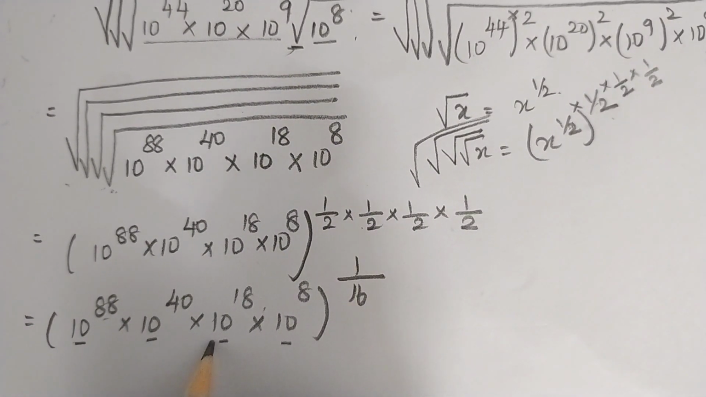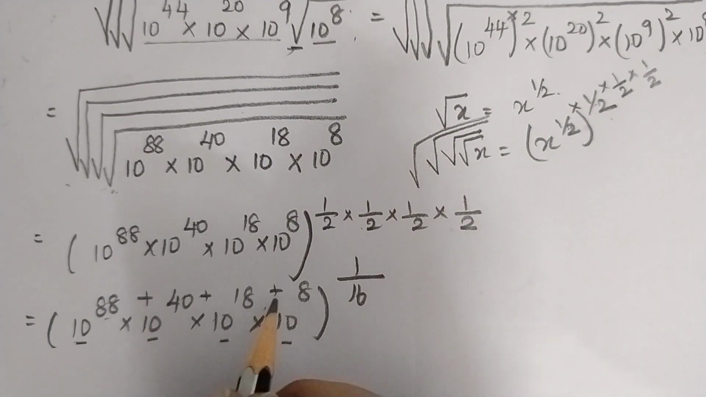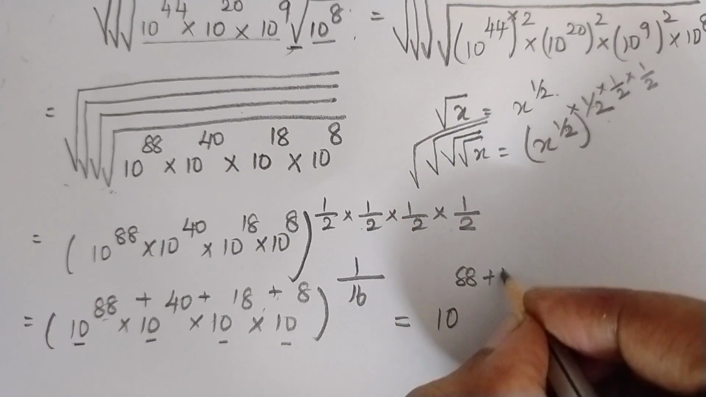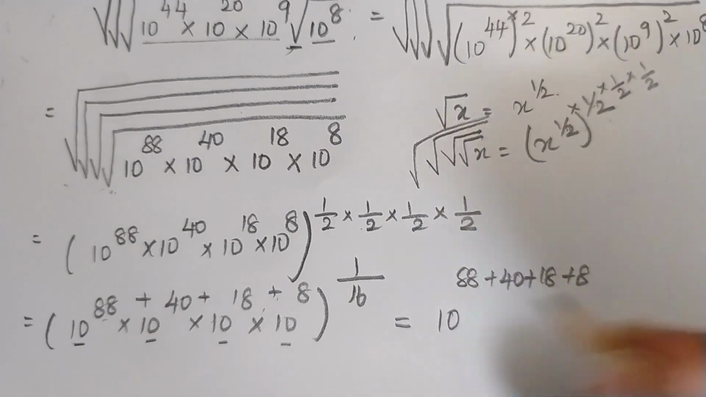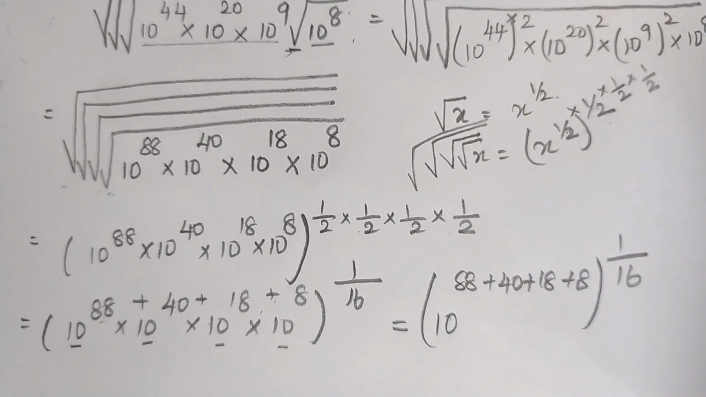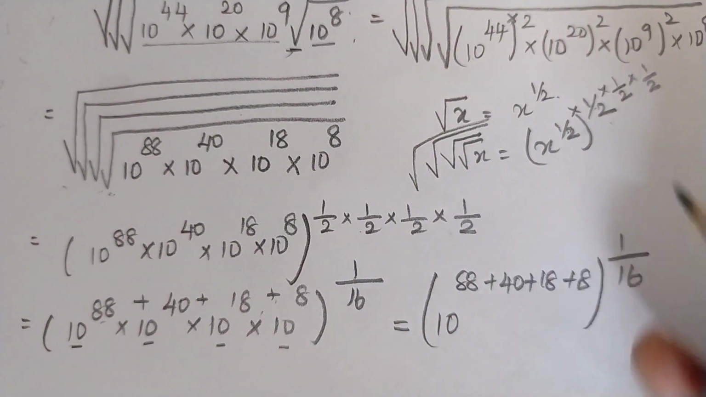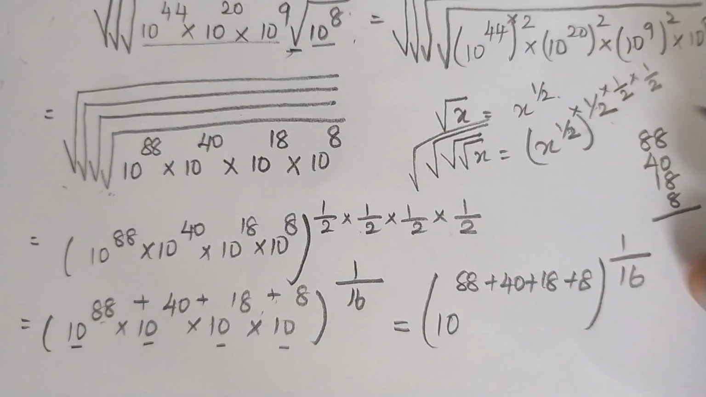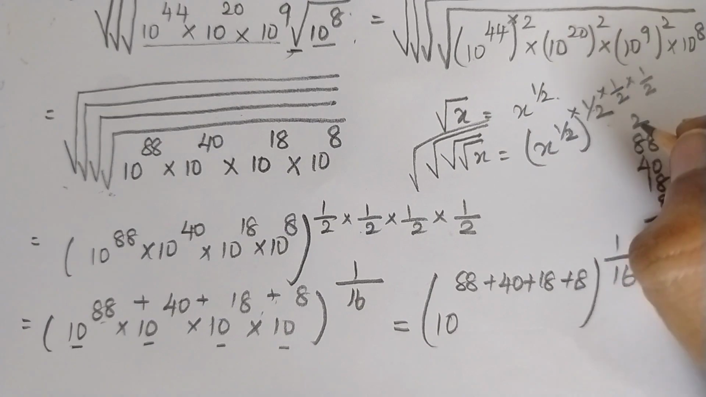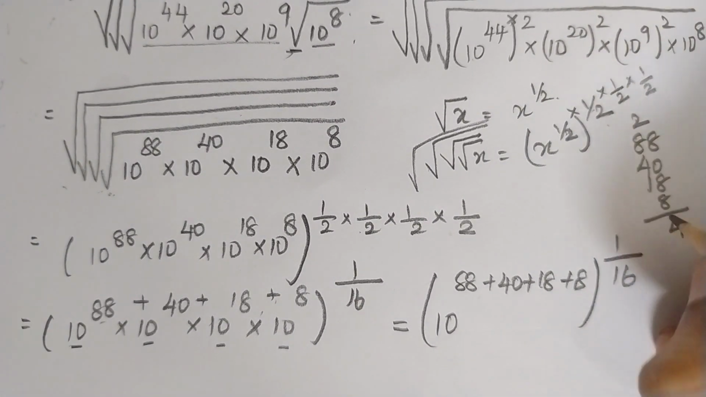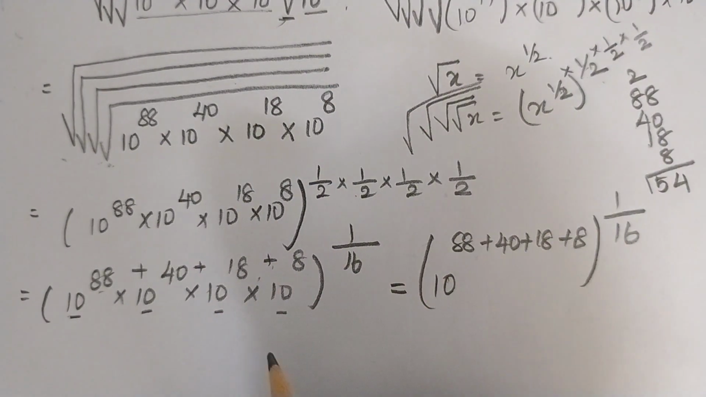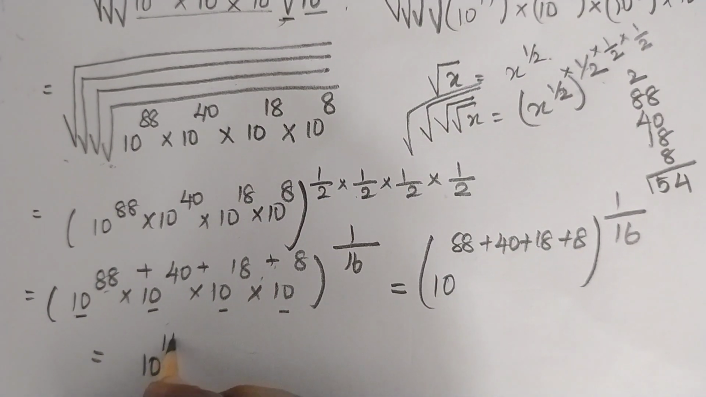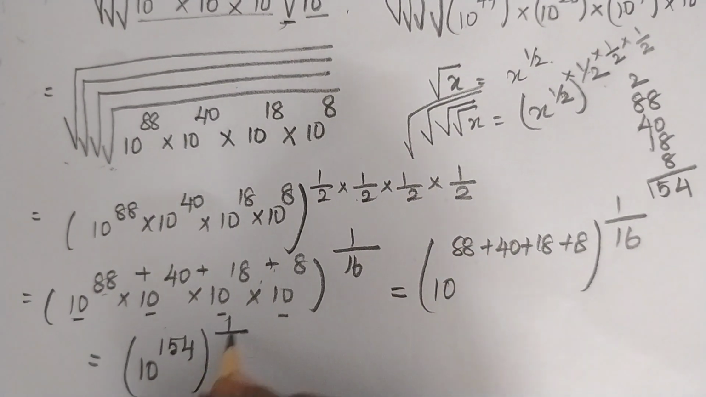same, and in multiplication, then the powers get added. Okay. So therefore, G is equal to 10 power 88 plus 40 plus 18 plus 8, the whole power 1 by 16. So just add everything: 88, 40, 18, 8. 8 threes are 24, 4 balance 2, 8 plus 10 plus 14 plus 1 is 15. So what we have here is G is equal to 10 power 154 and to the power of 1 by 16.